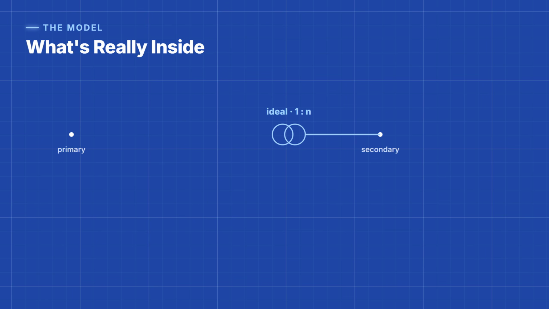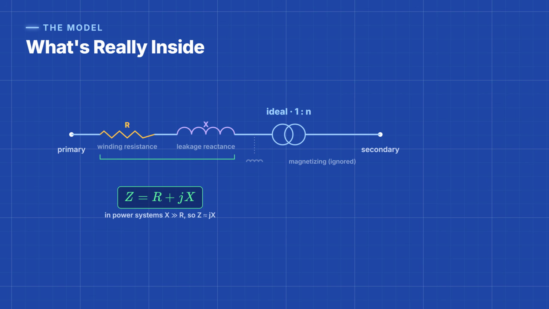But the windings are made of copper, and copper has resistance. So add a small series resistor, R. And not all the magnetic flux links both coils. Some of it leaks. That leakage behaves like a series inductor, a reactance, X. Put them together and a real transformer is an ideal transformer in series with a leakage impedance, R plus jX.